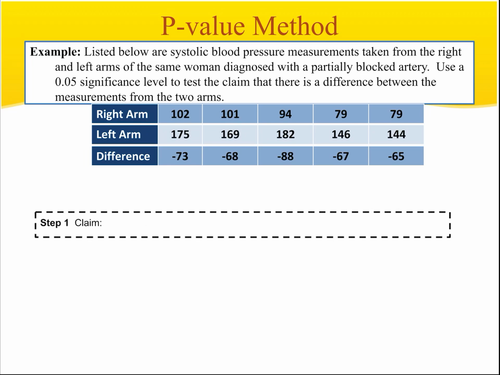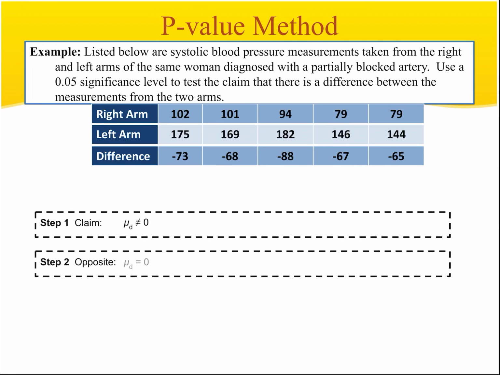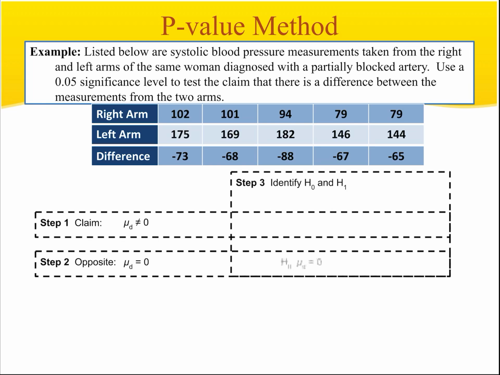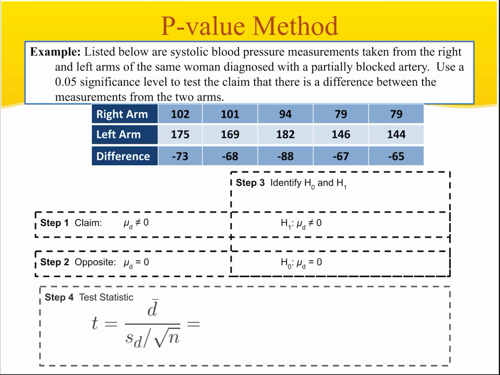Okay. So let's go to our typical steps here. The claim. The claim is that there is a difference between the measurements from the two arms. So the claim is that the mean difference is not 0. There is a difference. The opposite of that claim would be that there is no difference. The mean difference is equal to 0. As always, identify the null and alternative hypothesis next. The null hypothesis will be the one with the equality in it, so mu d equals 0, and the alternative hypothesis will be the one with the inequality in it. Mu d does not equal 0.